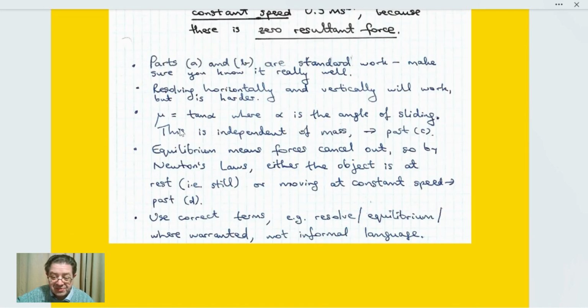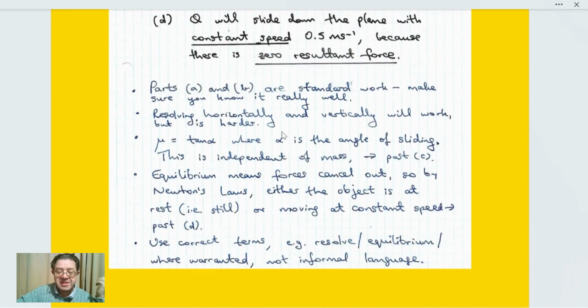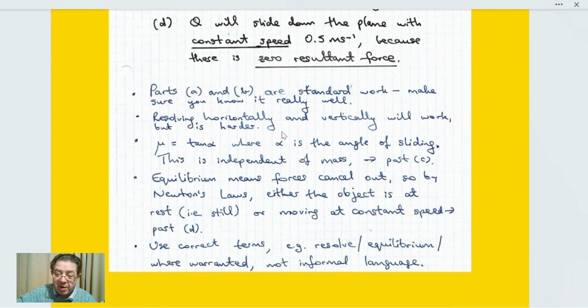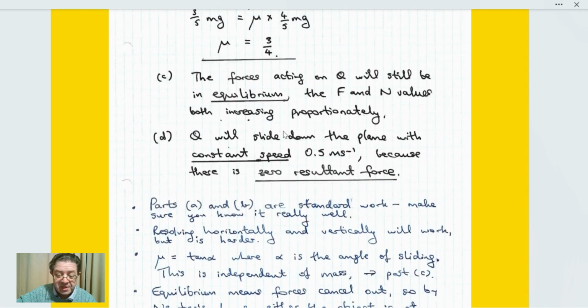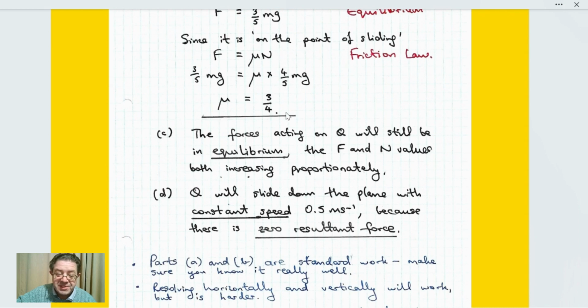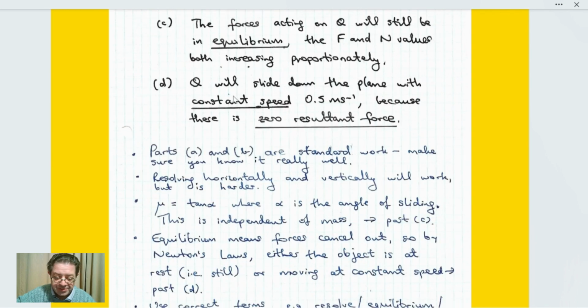Mu equals tan alpha, where alpha is the angle of sliding. This is independent of mass. That's part C. If you want to get an idea of what values of mu are high values and which are low values, we can use this idea that mu equals tan of the angle. So the tan of the angle is 3/4. If we work out the angle from that, that's going to be less than 45 degrees. With a mu of 3/4, this will slide at maybe something like 40 degrees. That gives us an idea of how big the mu value is that we're talking about.